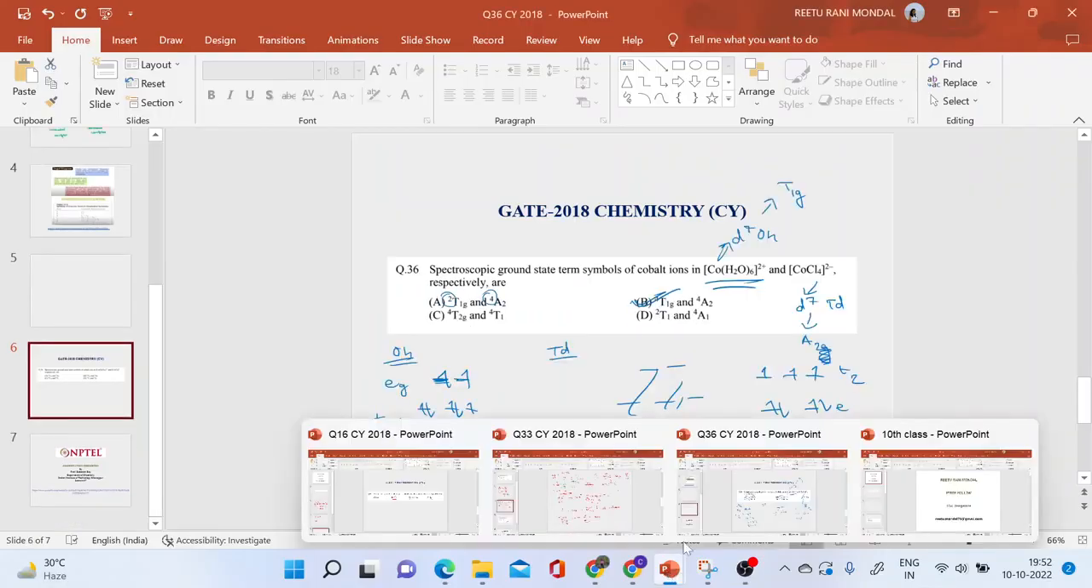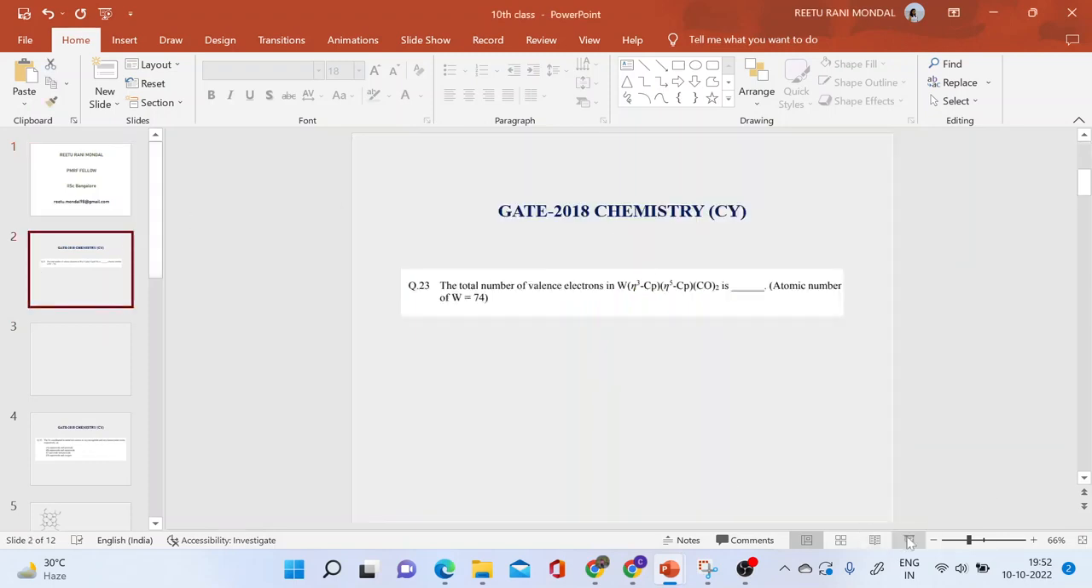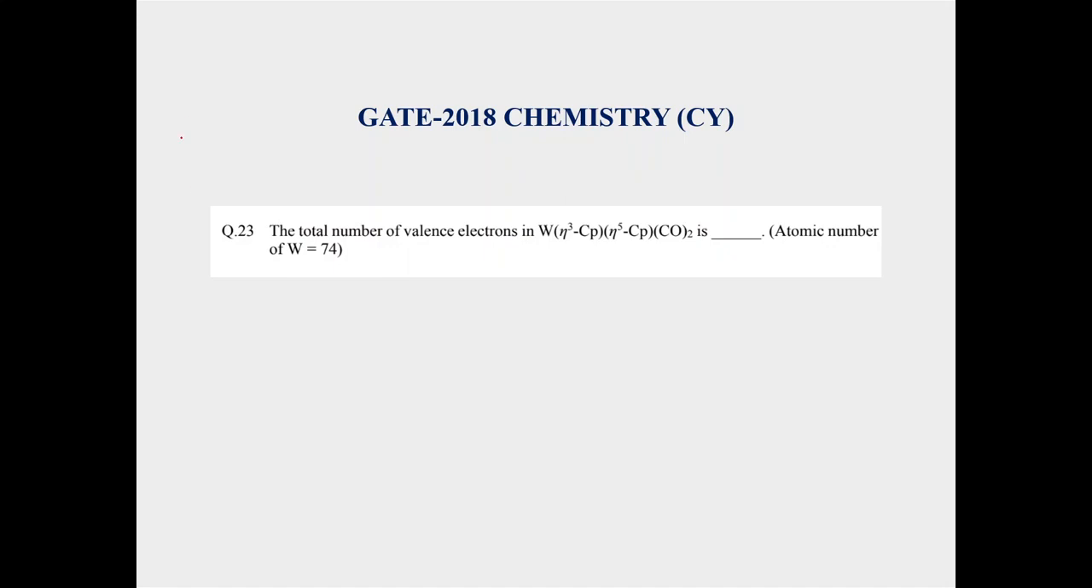Yes, ma'am. The next question is question number 23. The question is: the total number of valence electrons in W(η3-Cp)(η5-Cp)(CO)2 is how much? The atomic number of tungsten is given. So it is W with η3-Cp, η5-Cp and 2 carbonyl ligands. It is a very easy question.